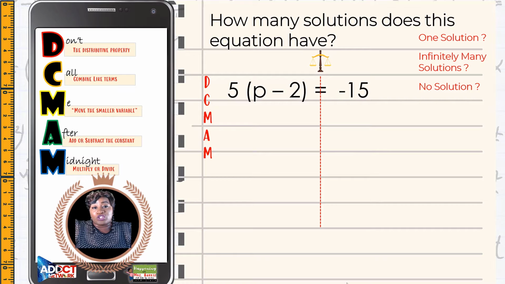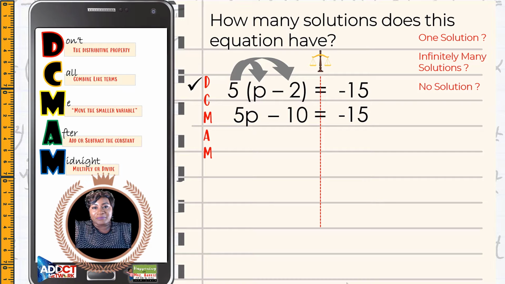First, let's check for the distributive property. Can we distribute? Yes, we know that we can distribute because there are parentheses on the left side of the equal sign. Therefore, we'll multiply 5 times p, which is 5p, 5 times negative 2, which is negative 10. Since there are no parentheses on the right side, we can just bring everything else down.